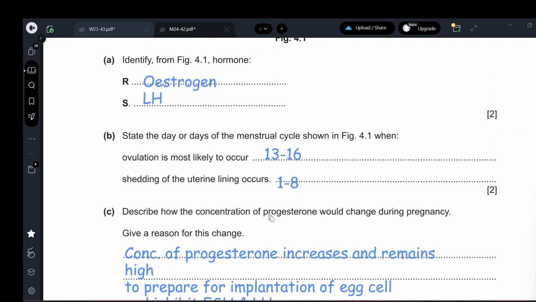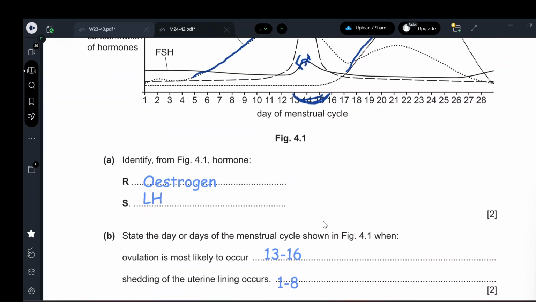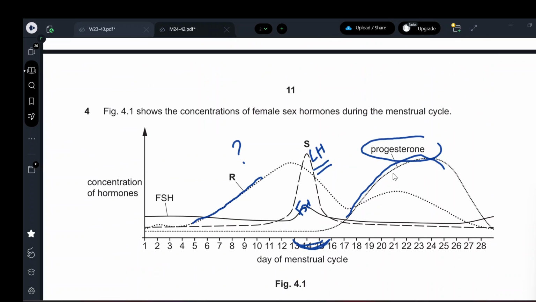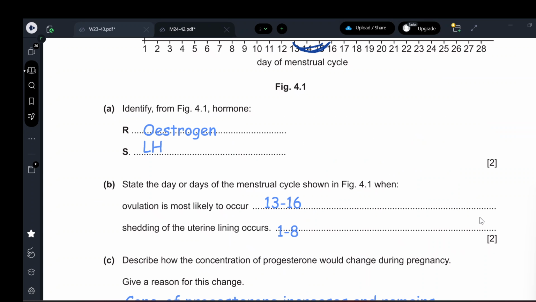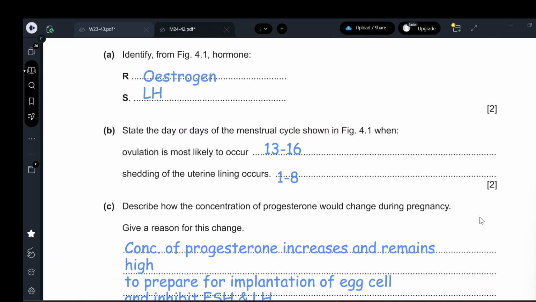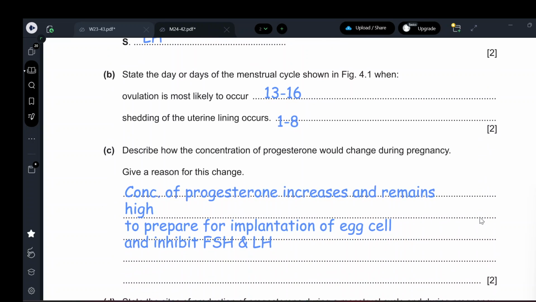Describe how the concentration of progesterone would change during pregnancy. Here, there was no pregnancy. The progesterone decreased, and so the lining breaks down. The lining breaks down because of the decrease in progesterone. But what about if this woman is pregnant? If she is pregnant, what will be different? If the woman is pregnant, the concentration of progesterone increases and it remains high.